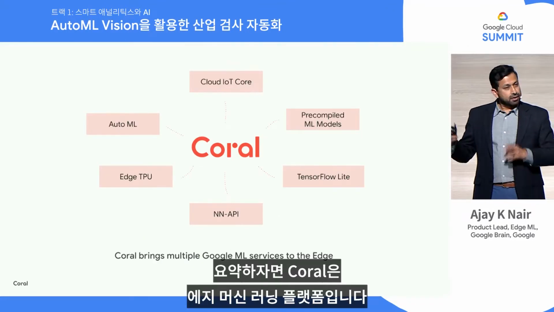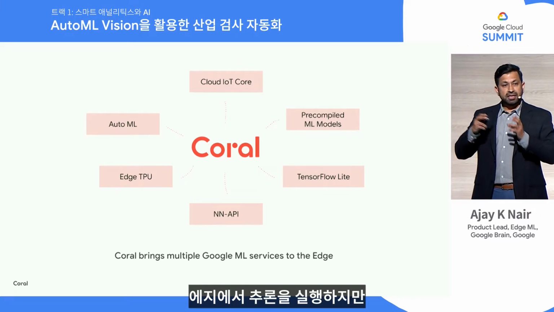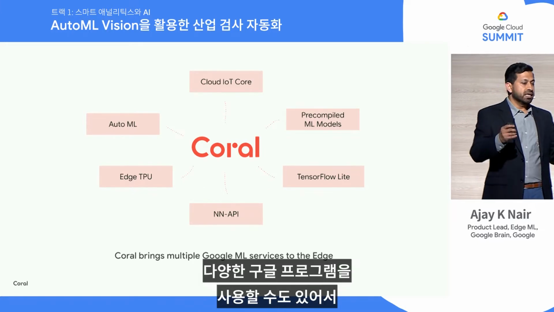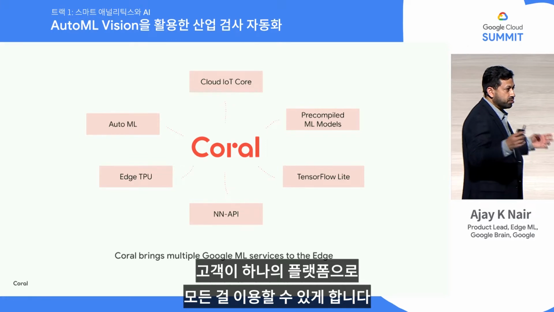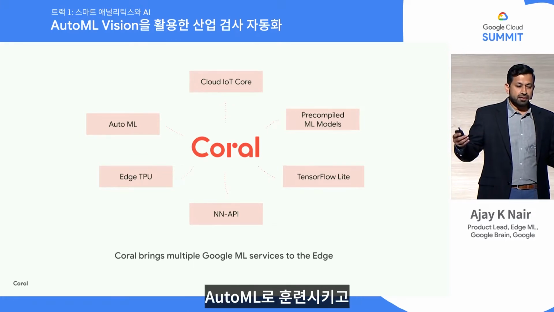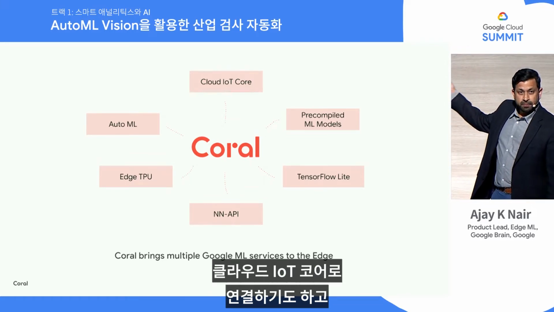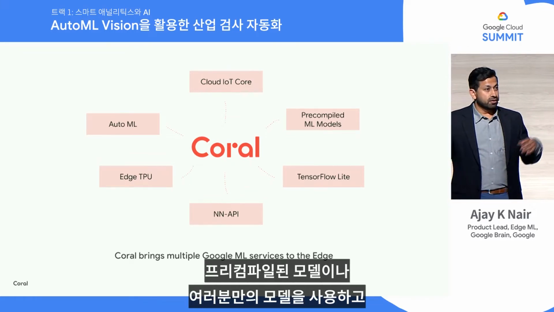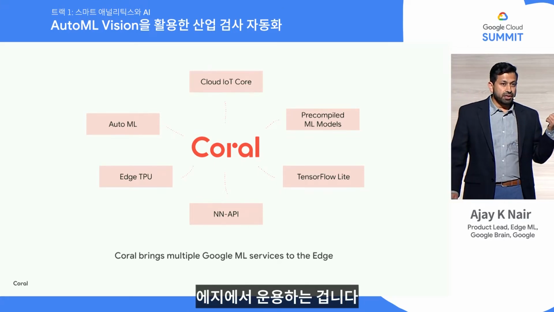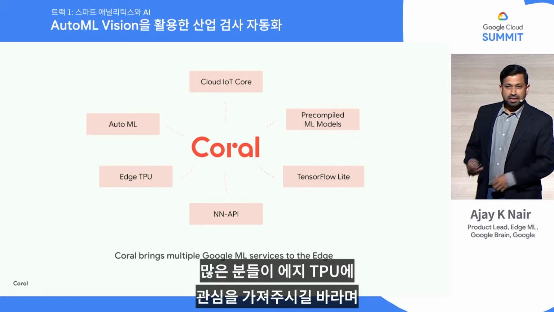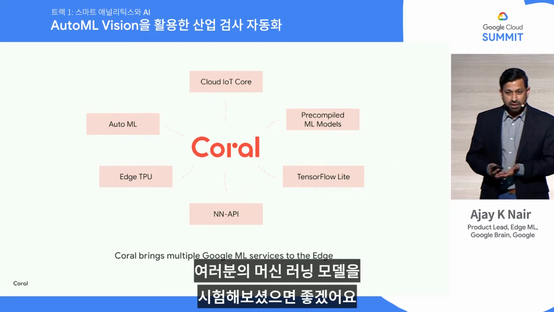So in summary, Coral is a platform of edge machine learning hardware that brings inferencing at the edge, but also ties multiple other Google products together and enables customers to bring all of that under one umbrella, right? So you can train with AutoML, connect through Cloud IoT Core, use either precompiled models or your own models, convert them to TensorFlow Lite, and run them on the edge TPU. So I'm hoping that many of you would want to use the edge TPU and experiment with your machine learning use cases.